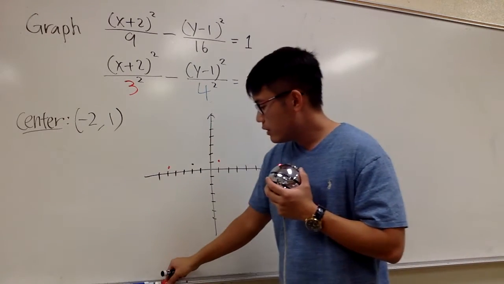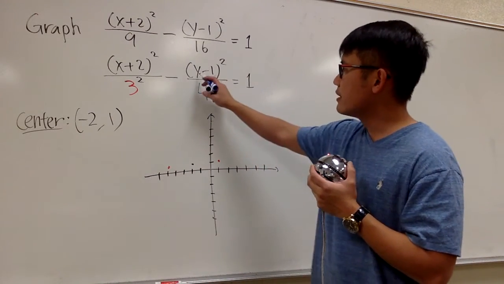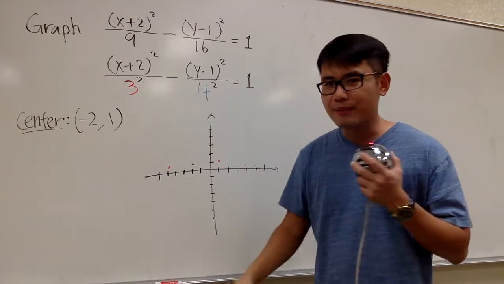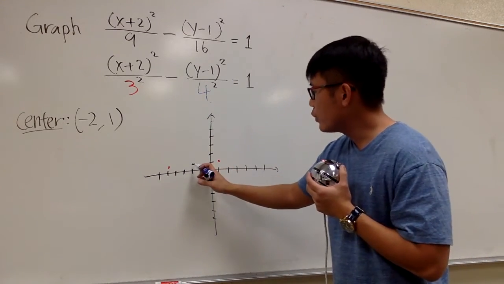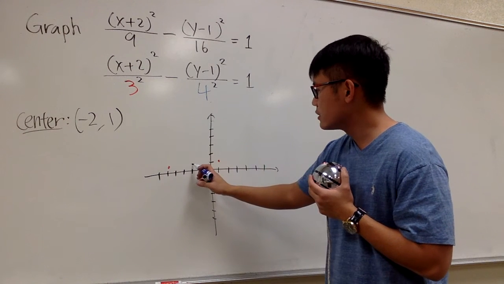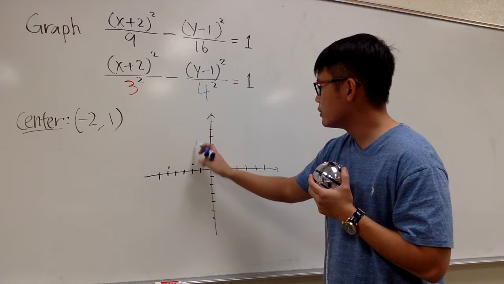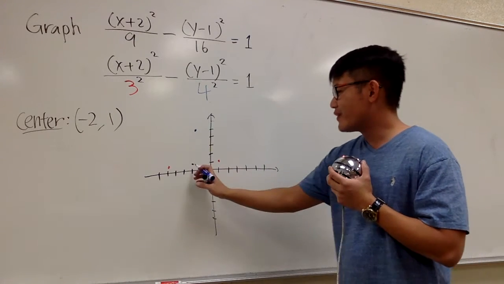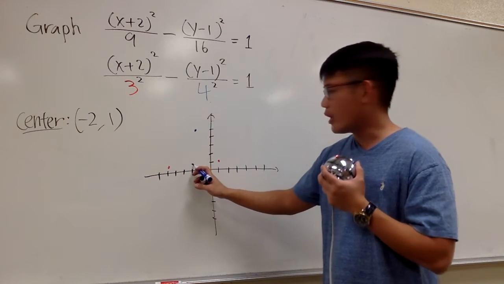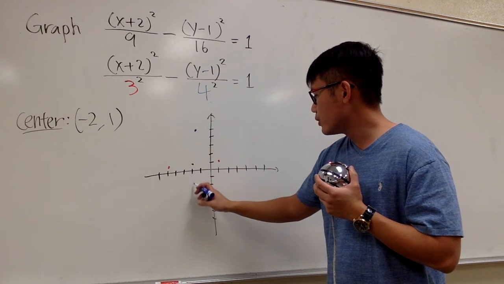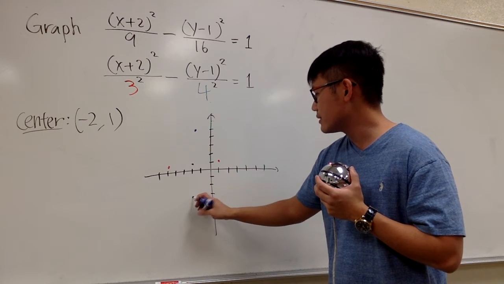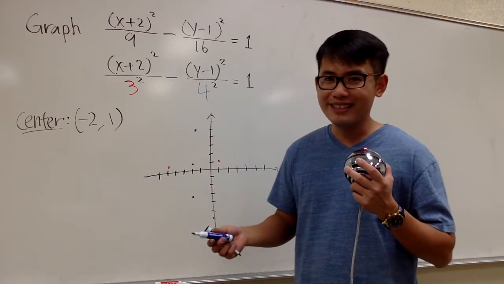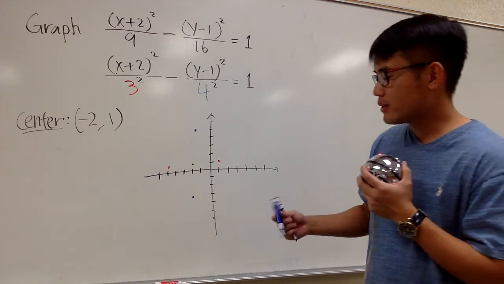And then for this 4, it's underneath the y. We associate y as up and down. From the center, we are going to go up 4 times. So 1, 2, 3, 4. It's going to be somewhere here. And then from here, we go down 4 times as well. We go down 1, 2, 3, 4. So we have this. And now, remember, for hyperbolas, we have to draw that imaginary box, right?